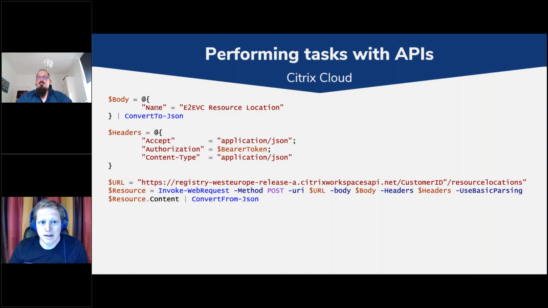So basically I have a body, and I supply what the name should be. I convert that body to JSON, and I supply the headers. These are just static, and the bearer token is as we've shown before. Then I do another Invoke-WebRequest, and as you can see, there's one difference. It does a post instead of a get, and a post is basically you sending something or doing something. I add the body with the name of the resource location, add the headers, and stick the result into a variable. I grab the content and convert it from JSON.